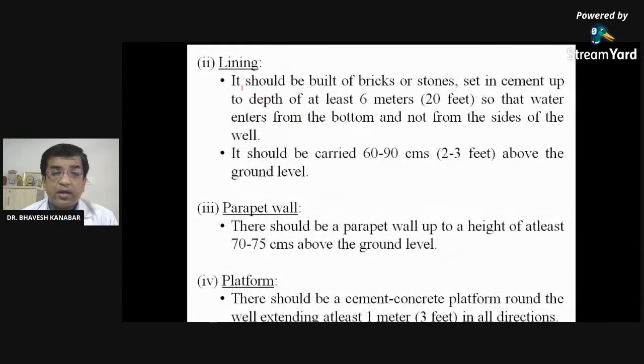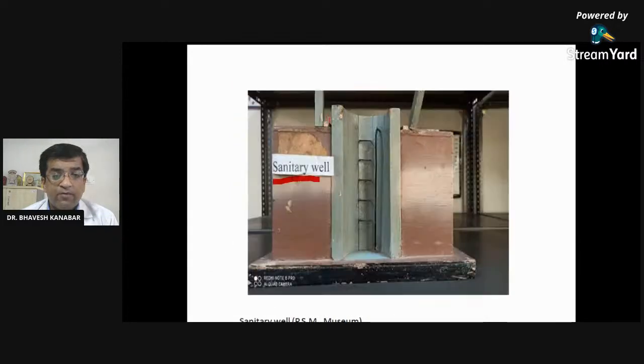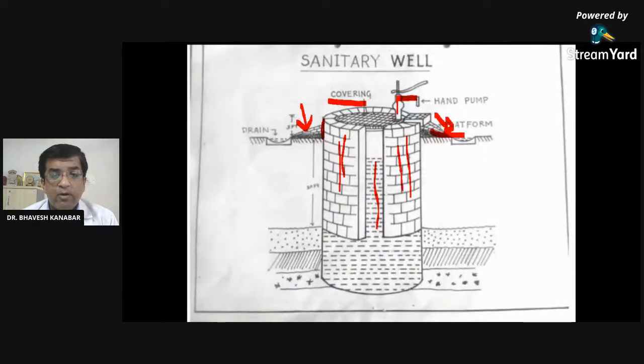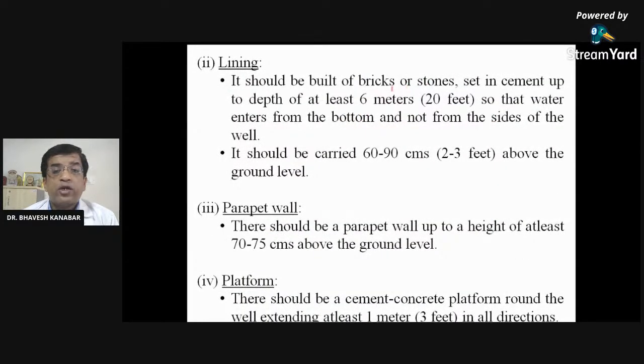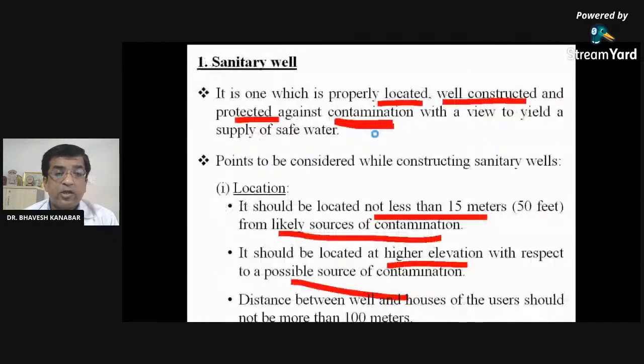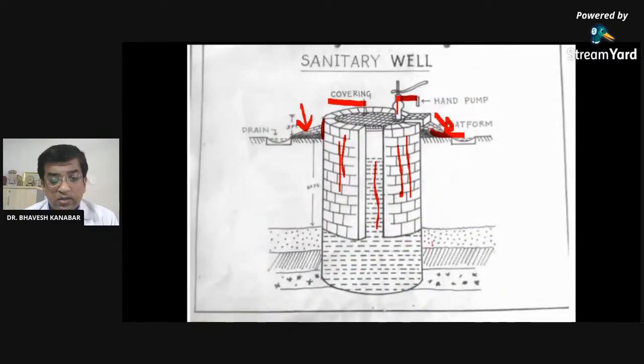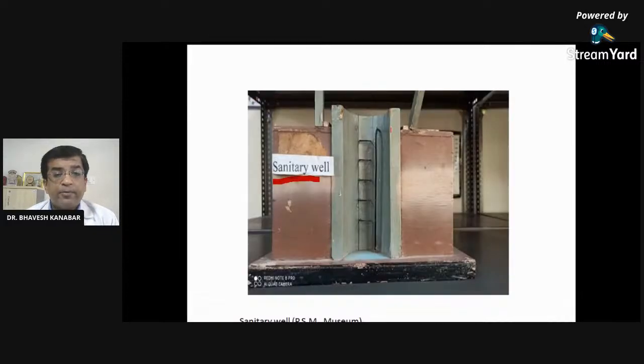Then second, the lining of the well. As we have seen in this photograph, this is the lining, and it is made up of stone and brick. It should be at least 6 meters deep, so that the water enters from the bottom. As you know, water in a well is self-percolating from the lower level of the ground. So water should not be allowed to go inside the well from the surface. It should come only from the bottom. For that purpose, this lining is kept.